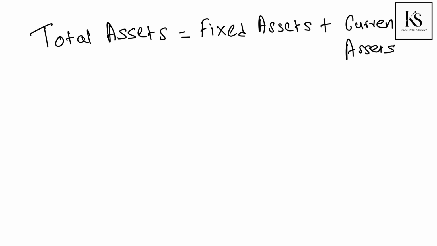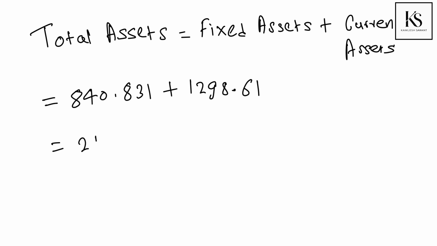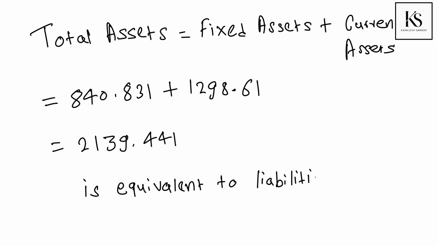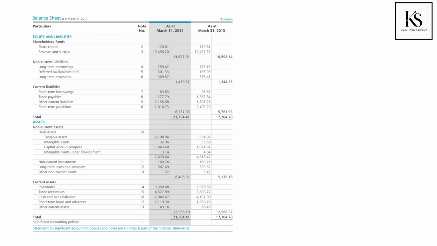To sum up, the total asset of the company would now be fixed asset plus current assets, that is 840 plus 1298 crores is equal to 2139 crores, which is exactly equal to liabilities of the company. With this, we have now run through the entire asset side of the balance sheet and in fact the whole of the balance sheet itself. Let us relook at the balance sheet in its entirety. As you can see above, the balance sheet equation holds true for ARBL's balance sheet. Asset is equal to shareholders' fund plus liabilities.